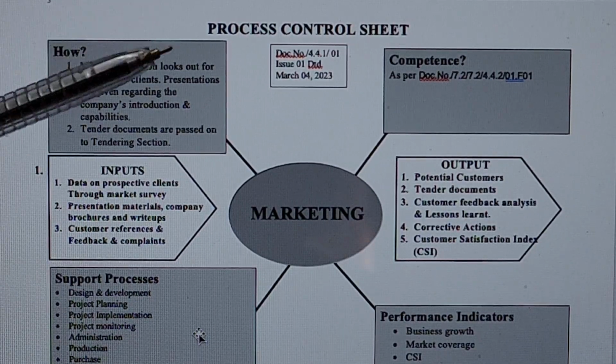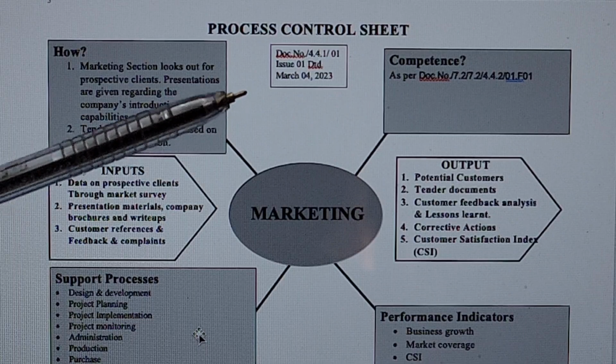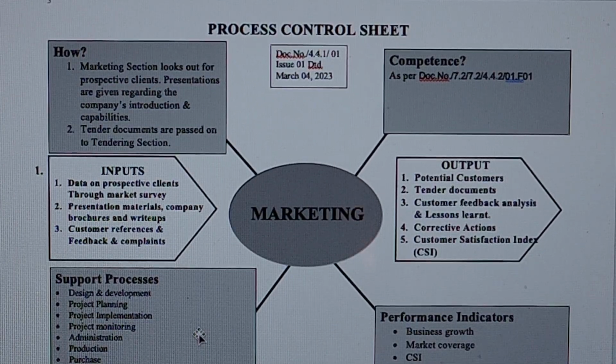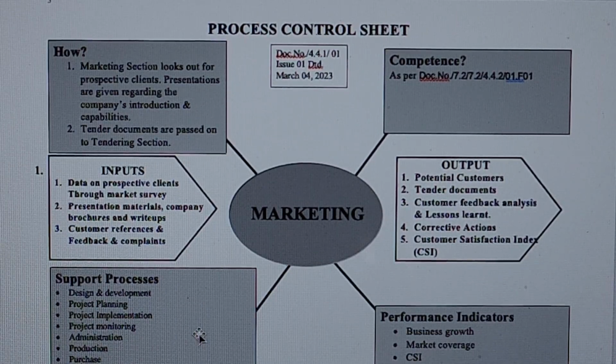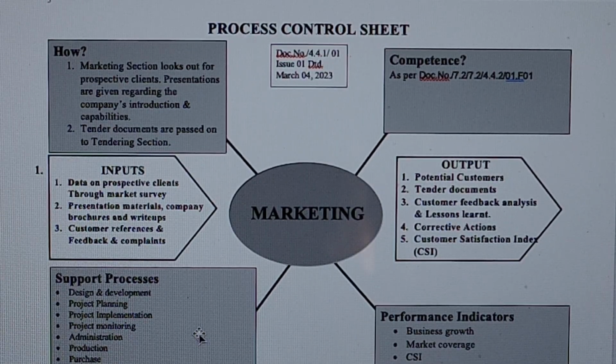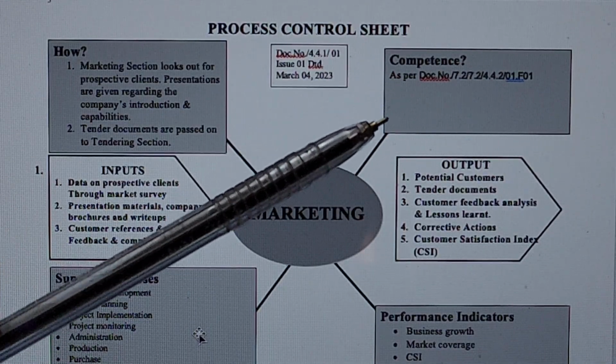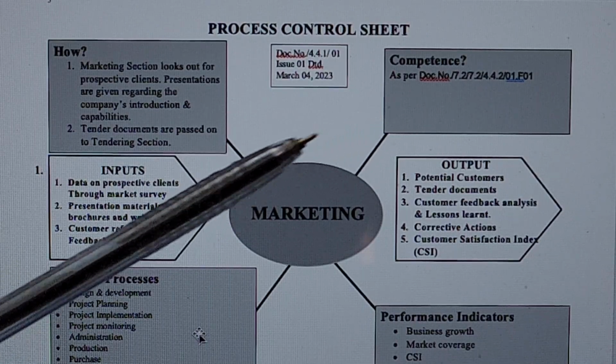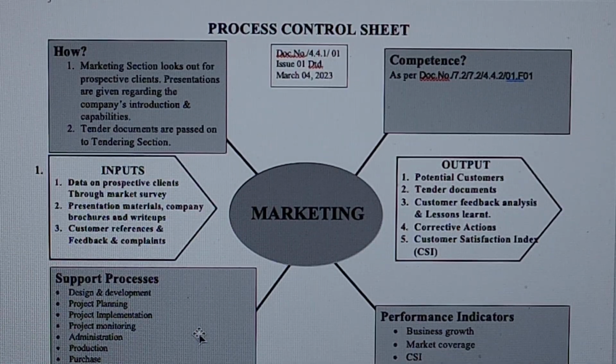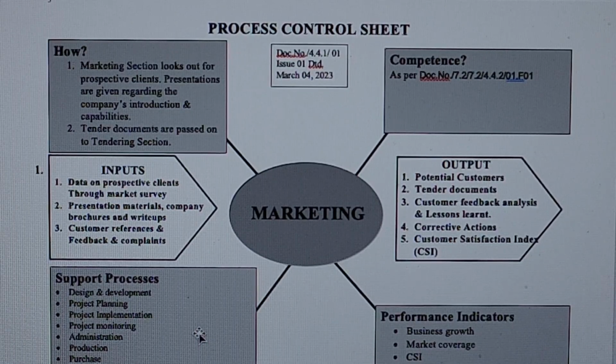And here the document number comes. Document number, you can see document number 4.4.1/01, issue 01, and dated. You can put the date on which you are preparing. And then the next column here, next figure here is competence. So as per document number, you put the document number, and in this document you will describe the competency criteria.